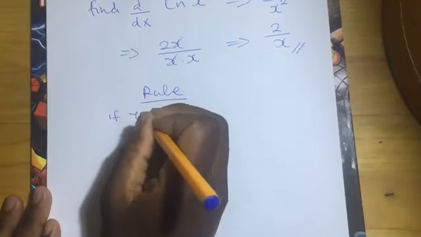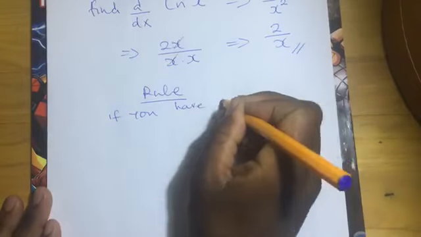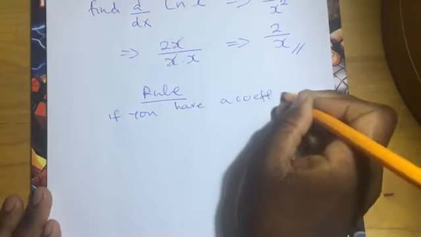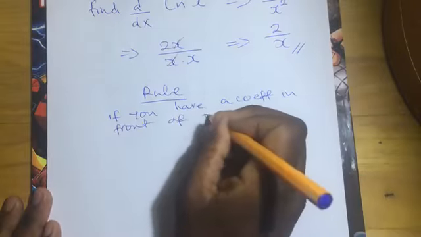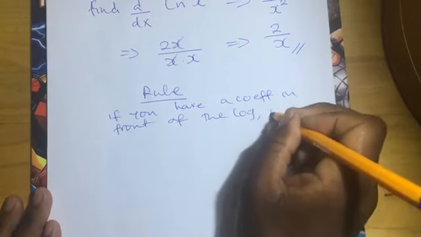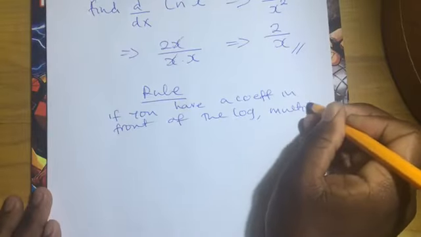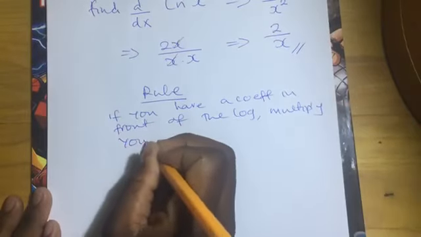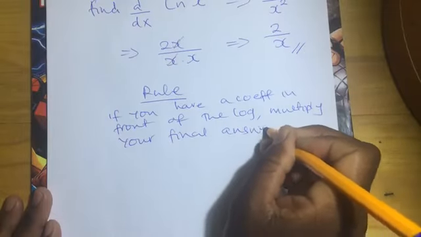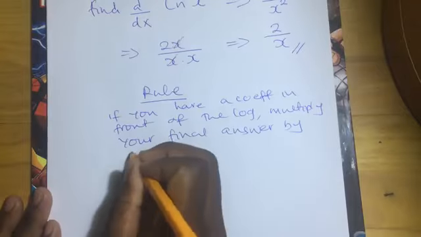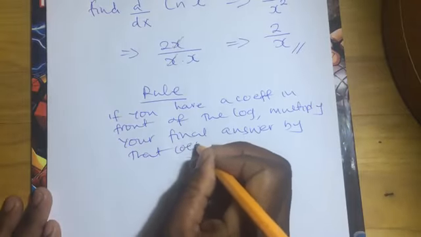If you have a coefficient in front of the log, multiply your final answer by that coefficient.